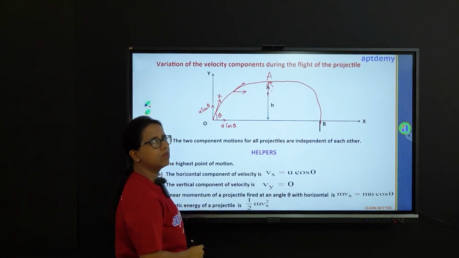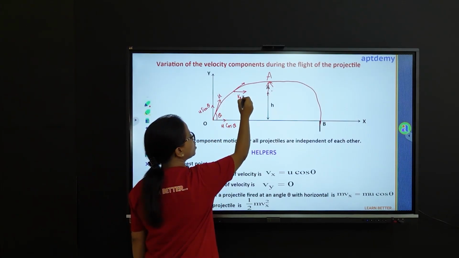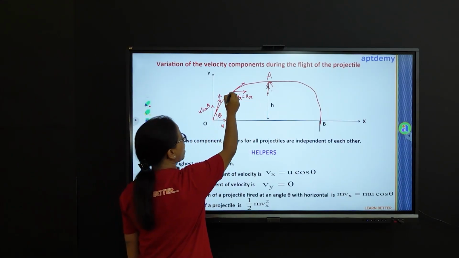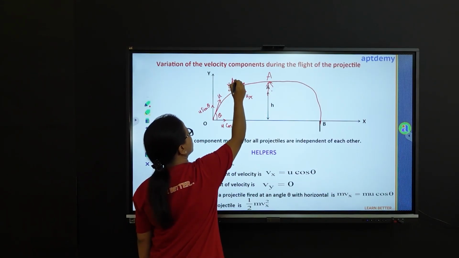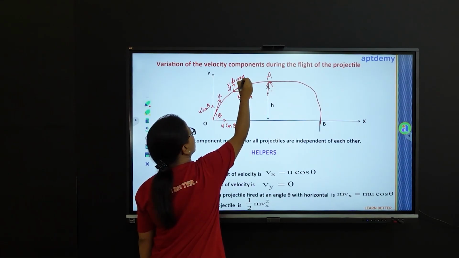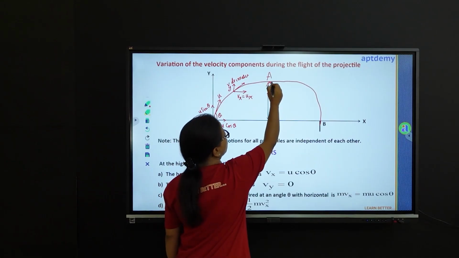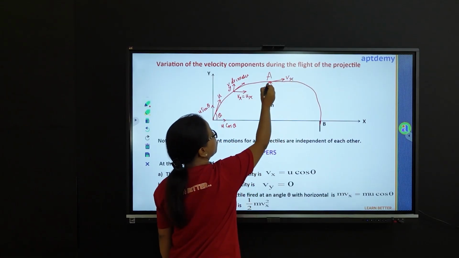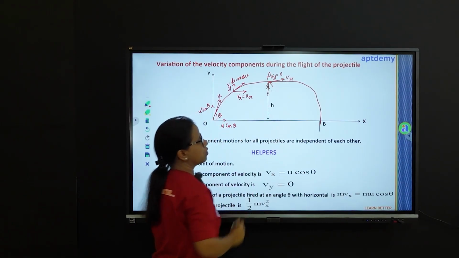This is the horizontal component of the velocity. This is Vx, which is equal to ux. It is not changing. And what is happening to Vy? This Vy decreases. And by the time the particle reaches the highest point A, Vx is the same. The x component is the same, but the y component, Vy, is equal to 0.